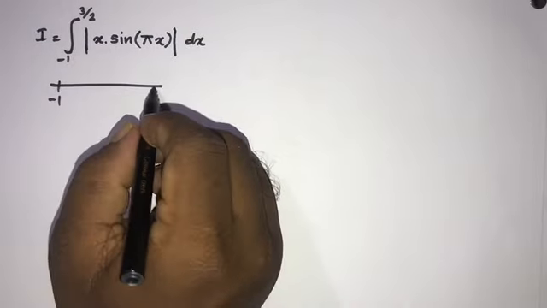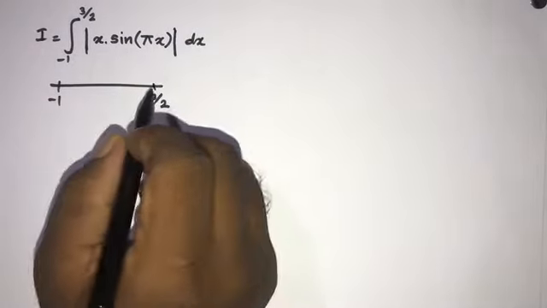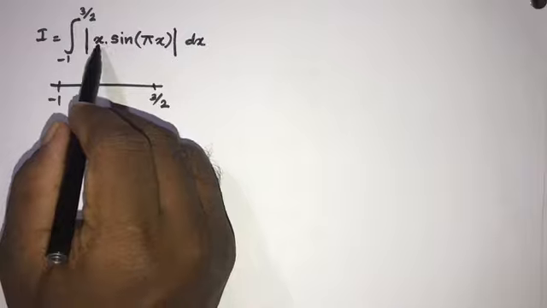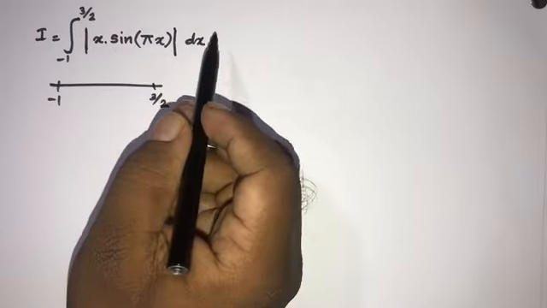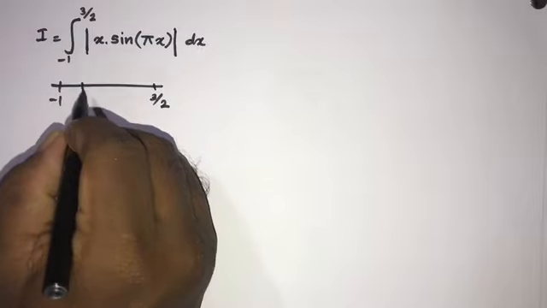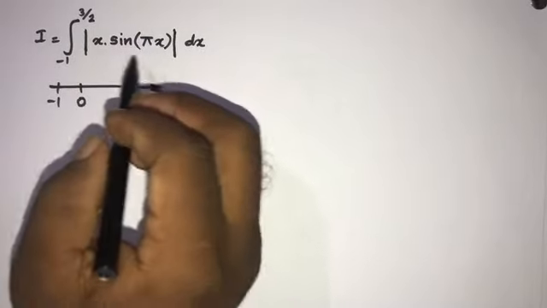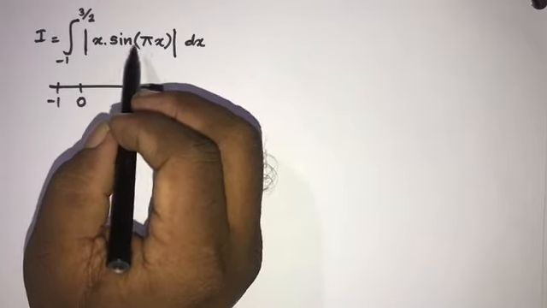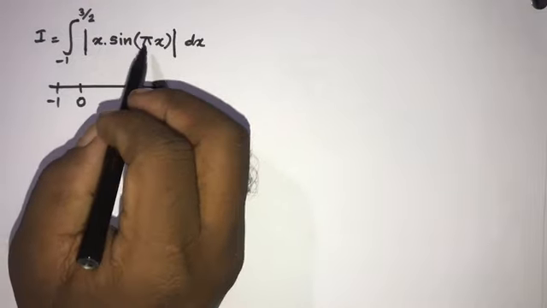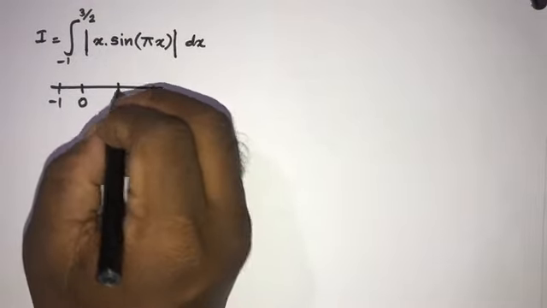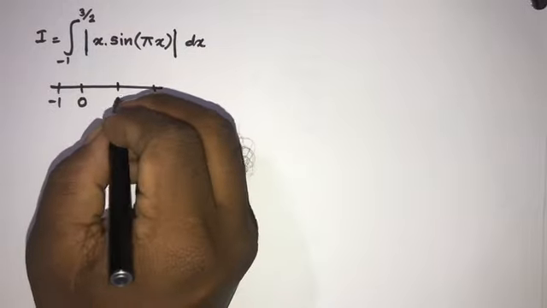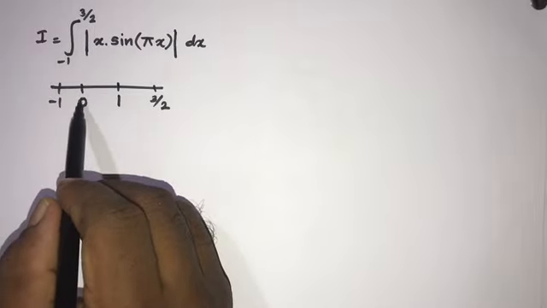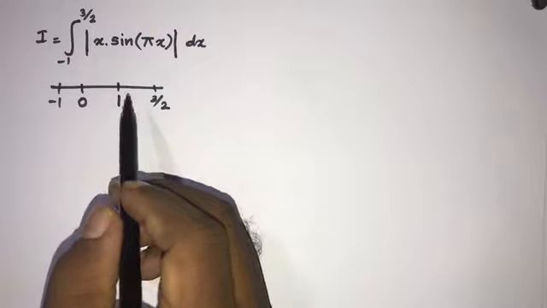minus 1 to 3 over 2, and now if we substitute 0 here, x sine of pi x is going to be 0, so I will mark it here, 0. Also if we plug in 1, this is 1 times sine of pi, and we know sine of pi is equal to 0, so we can mark that we plugged in 1. So now we have minus 1 to 0, 0 to 1, 1 to 3 over 2.